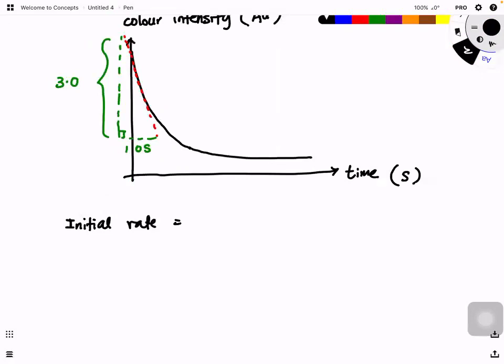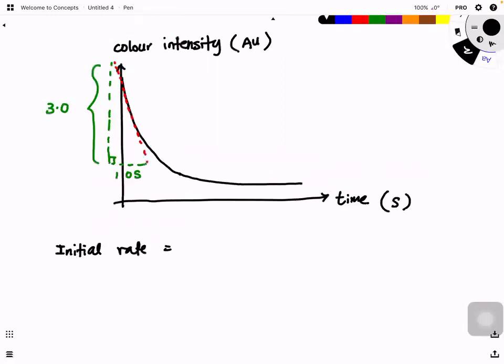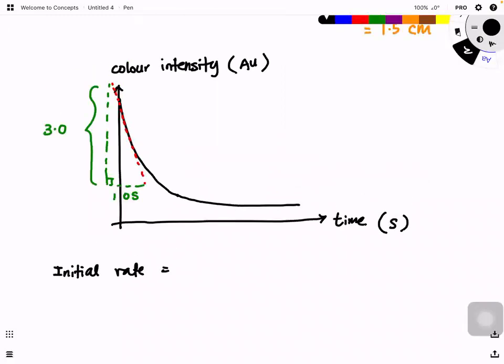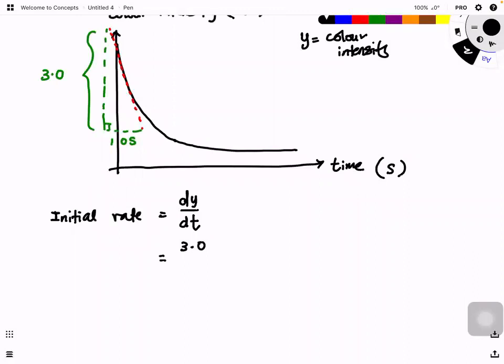It is the color intensity. So it's not product, guys. This is not product. For color intensity, we cannot say dP already. So in this case, I say y equals color intensity. So I put dy over dt. So dy equals 3.0 and it's negative, but we change to positive in this case. Then 10 seconds. So in this case, we get 0.3 arbitrary units over 10 seconds.